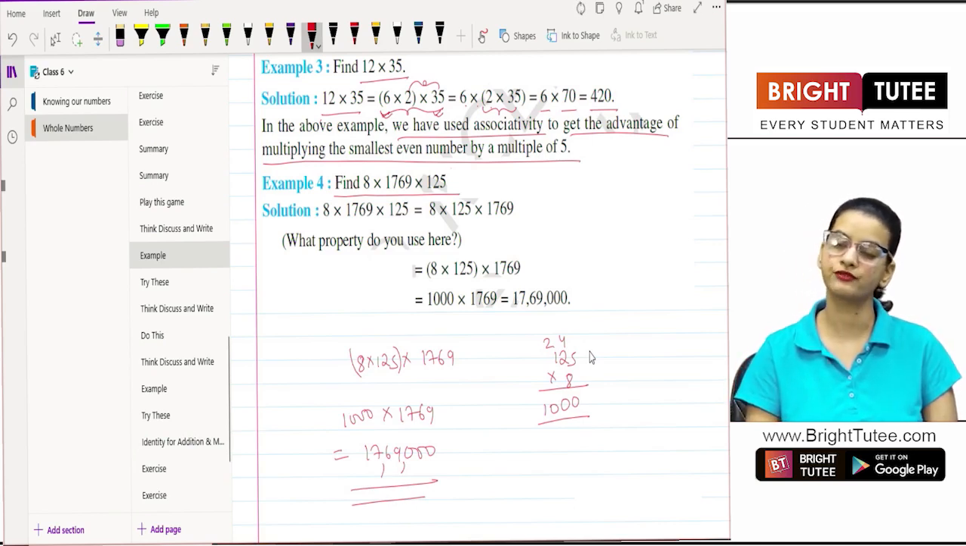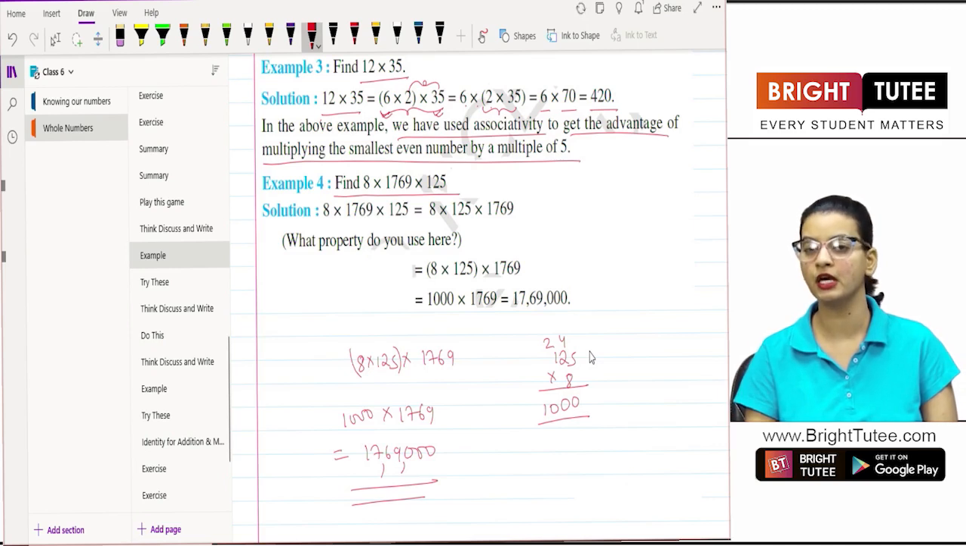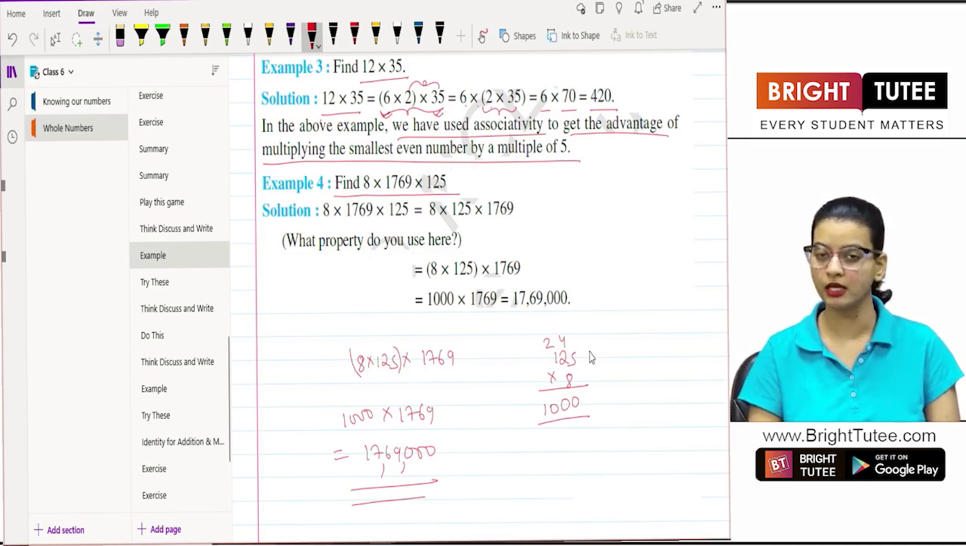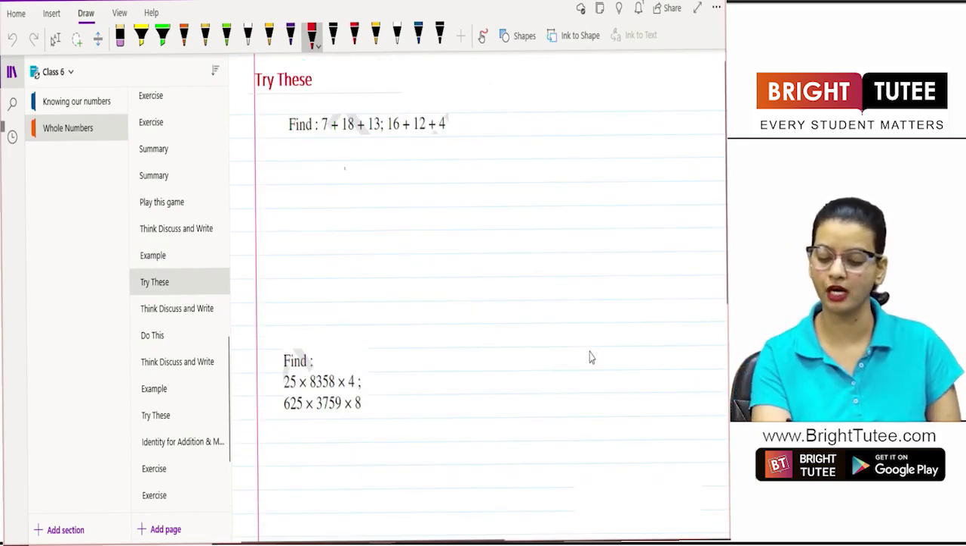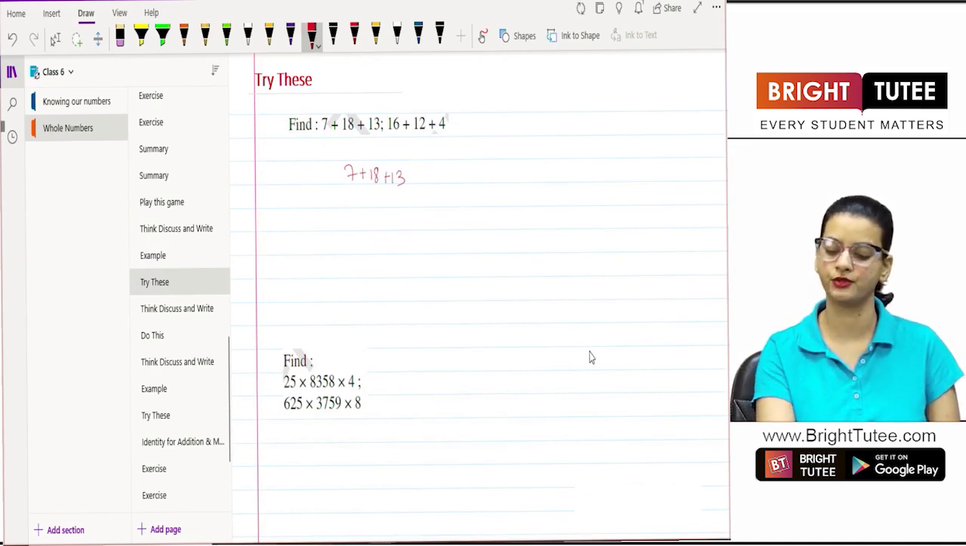So, the different properties that can be applied over the addition and multiplication of whole numbers make our calculation quite easy. If we know those properties quite well, then that is going to make our calculation very easy. Now, let's move ahead. We have to find out 7 plus 18 plus 13. Let's try to find this out.